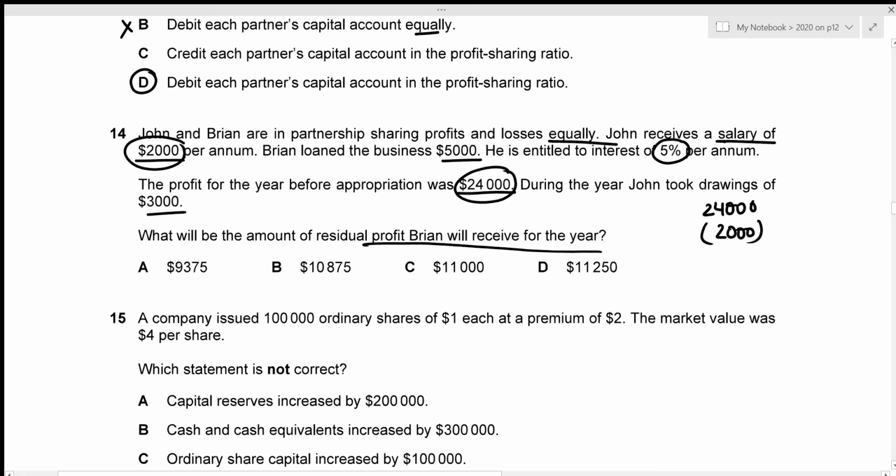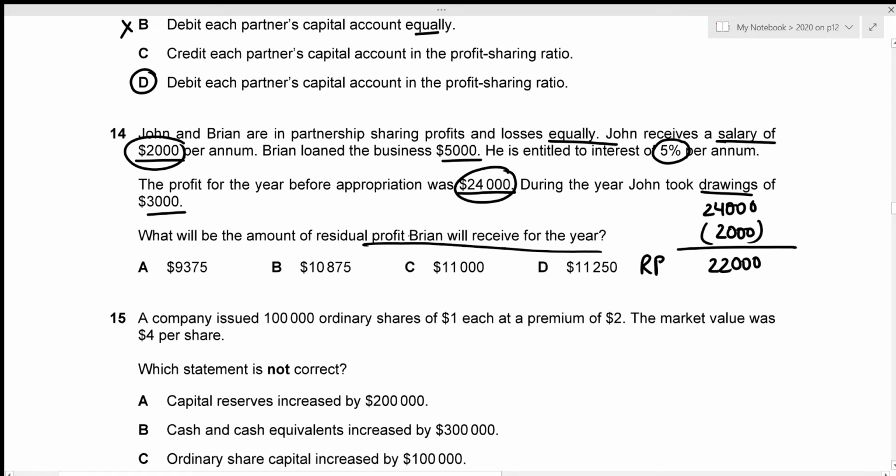Then we are also given drawings, but remember that the interest rate on the drawings is not given. So we just assume that there is no interest to be charged on the drawings. Now this concludes all of our appropriation account. So the residual profit is just going to be 24,000 minus 2,000, which is 22,000.